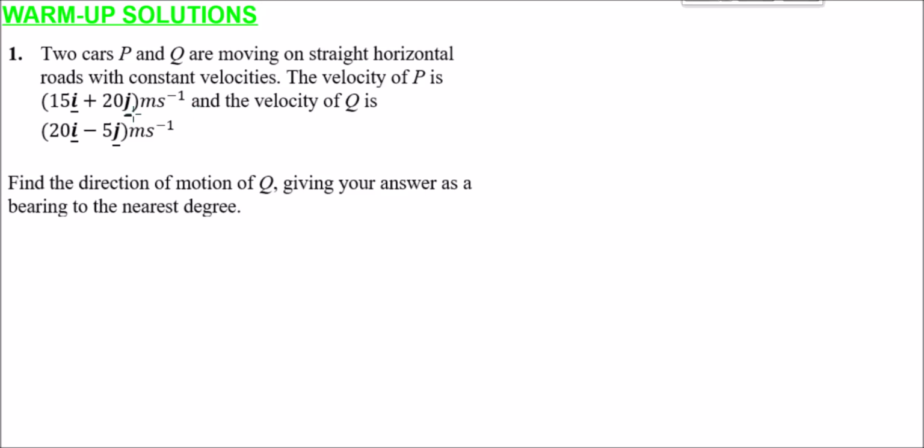So what we need to do is think about what this motion of Q means. The unit vector i is going to the right, the unit vector j goes up. So if it's minus 5j, that's going down. So this means it's 20 to the right and 5 units down. If we imagine it as a vector, we always start from north, of course. So let's draw the north line in first of all, like so. Label that N for north.